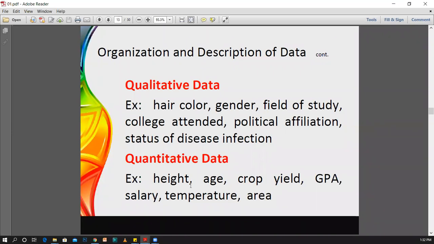If I ask your age, you may say I am 21 years old, I am 19 years old, I am 23 years old. Likewise, you may give the answer. And if I ask your GPA, you may say my GPA is 4.0, 3.7, 3.69. Salary, temperature, and area can be considered as other examples of quantitative data.